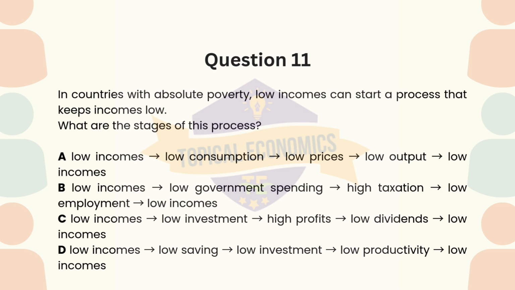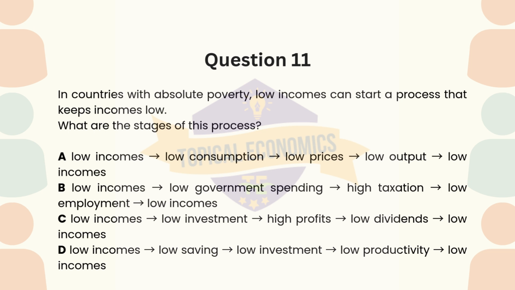Moving on with the 11th question. This is from 2020 October-November paper version 2. In countries with absolute poverty, low incomes can start a process that keeps incomes low. What are the stages of this process? So let us analyze and look at the options together.